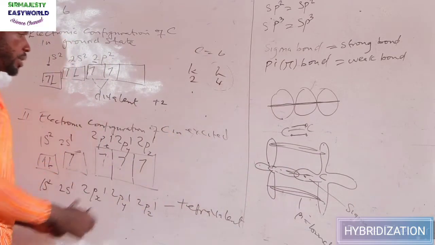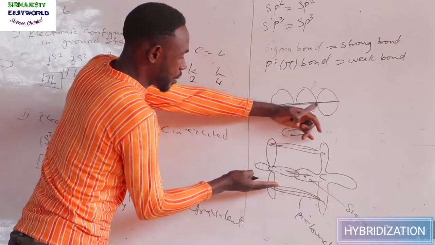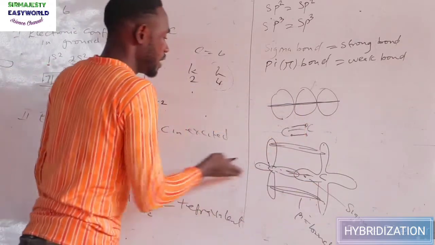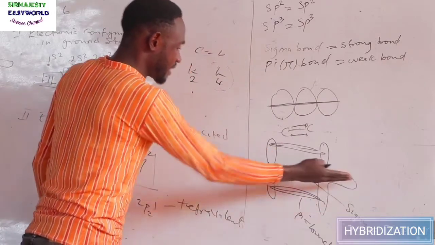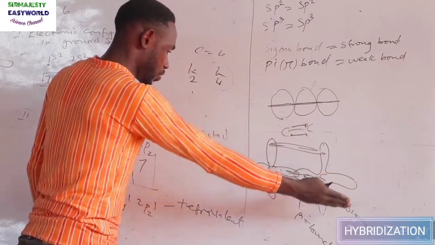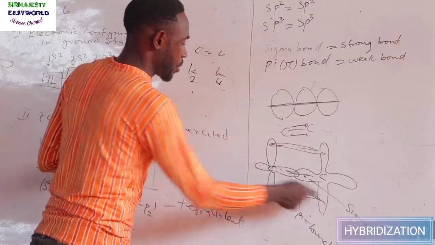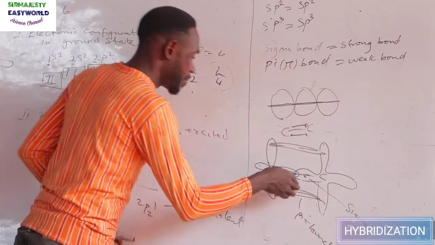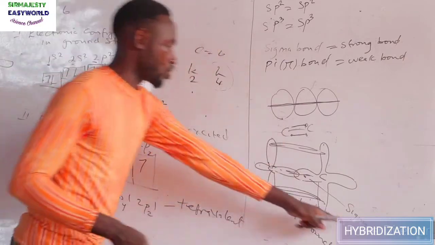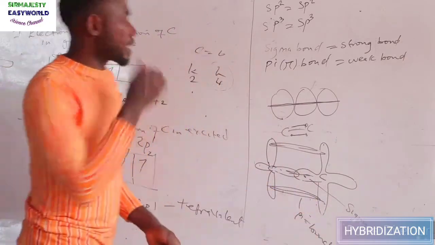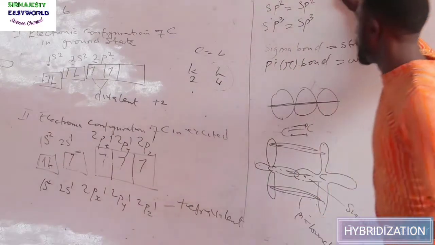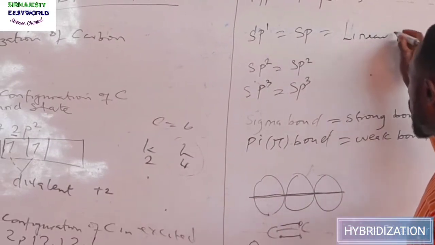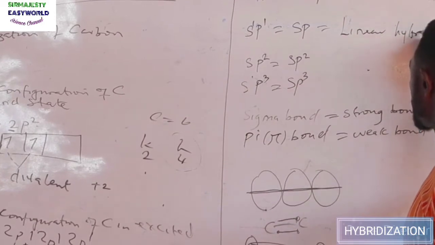So unhybridized orbitals are used for sideways overlap, and they lead to the formation of pi bonds, which are weak bonds. Then overlap along the axis, connecting the atoms straight, not on the sideways of the atom, is called sigma bond, and they are formed by hybrid orbitals, and that is a strong bond. Now, back to what we are saying. Having explained this, another name for sp hybridization is linear hybridization.